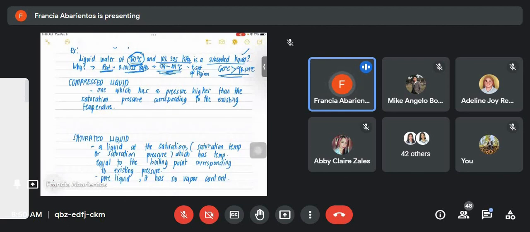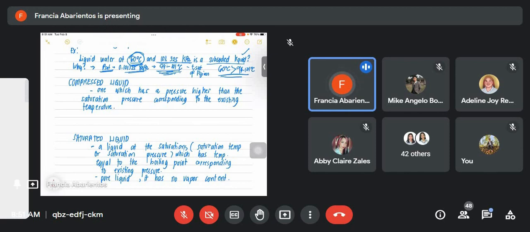Okay. Dito naman, class, sa compressed liquid is one which has a pressure higher than the saturation pressure corresponding to the existing temperature. Diba? Malilito na kayo. Kung sa subcooled, class, temperature lower than the saturation temperature corresponding to existing pressure. Ito naman, class, baliktaran. Pag yung pressure mo higher than the saturation pressure corresponding to existing temperature, compressed liquid siya.